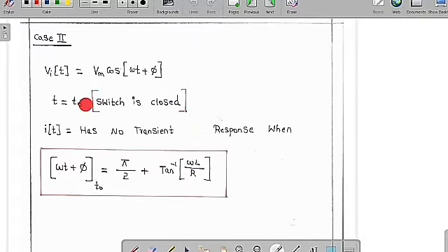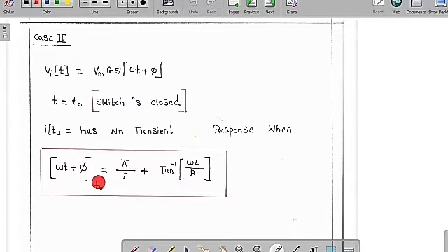Now, if the input Vi of t is equal to Vm cos of omega t plus phi, the only thing we have changed is the input from sine to cos. Then what is going to happen? At t equal to t naught the switch is closed. If you close the switch at that t naught, then definitely the current i of t will not have any transient response. It will only have the steady state.